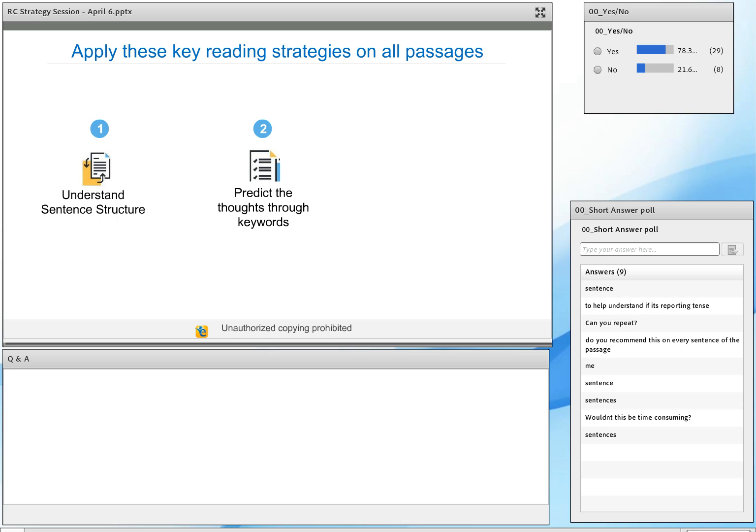Do you recommend this on every sentence of the passage? Absolutely, yes. I recommend understanding sentence structure, breaking the sentence down into smaller chunks on every sentence. For that matter, any sentence that you read, whether it's an RC passage, a CR passage, sentence correction, or an article that you're reading, don't consider a sentence as the building block. Consider an idea as the building block.